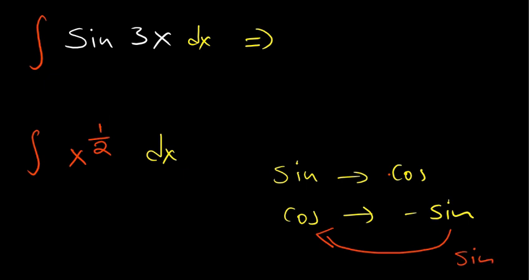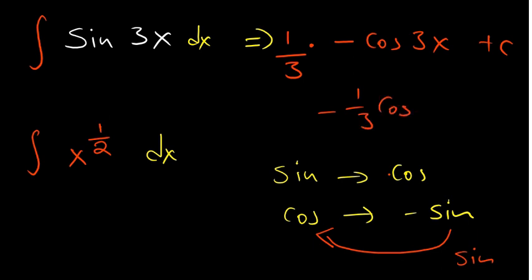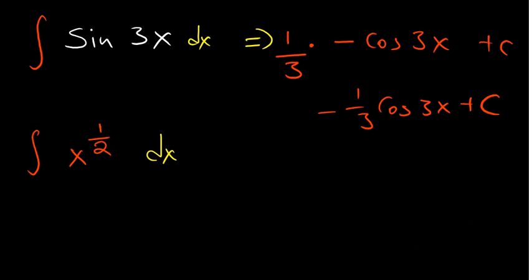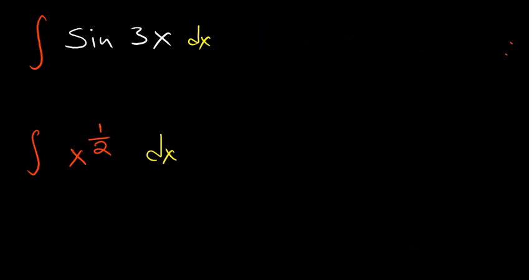So you're going to have negative cosine of 3x, and then we're supposed to divide by the derivative of what is there. So 1 over 3 plus c. So basically what comes out there is negative 1 over 3 cosine of 3x plus a constant c. Okay, then looking at the last example there, feel free to pause the video and just try it out.